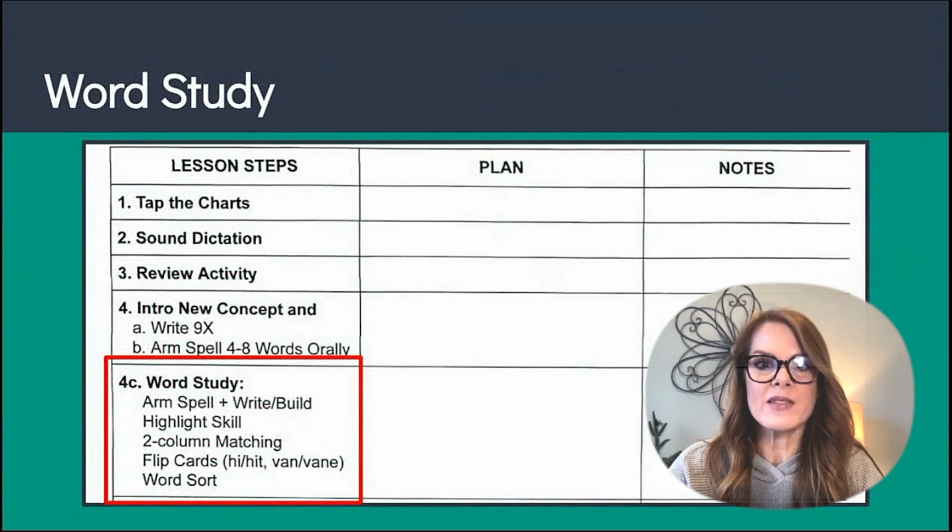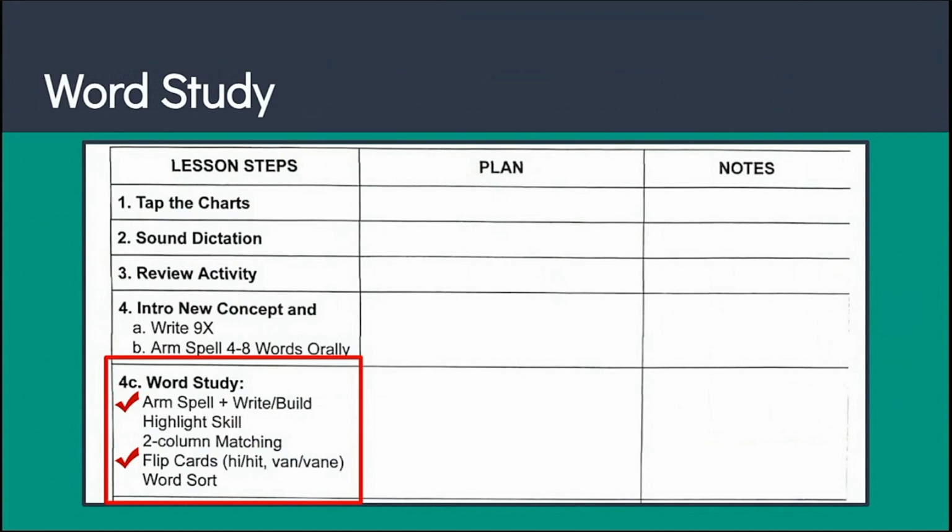After arm spelling, it's time for word study. We already used flip cards for the review activity, so I will explain these 4 other word study activities that you can do with students at different skill levels. They include arm spell and write, highlight the skill, 2-column matching, and a word sort. Keep in mind when planning your lesson, choose just 1 or 2 of these activities for that particular lesson.